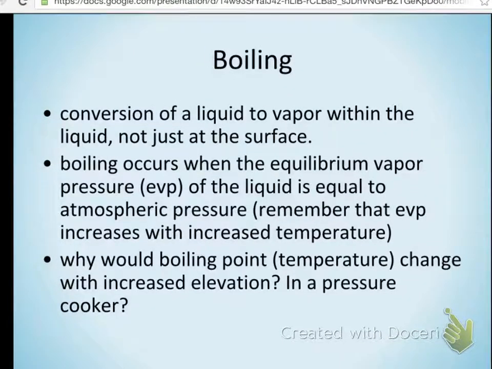So this kind of sums up what we've just done, talking about boiling, and the fact that boiling occurs when the equilibrium vapor pressure is the same as atmospheric. So we talked a little bit about where we would see increases or decreases in boiling point, how we can sort of manipulate boiling point for various liquids. That's what we just did.